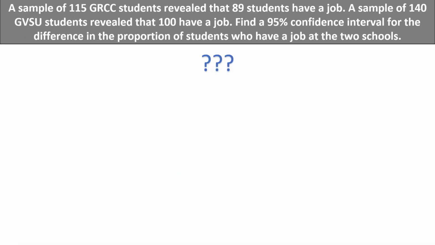All right, here's a problem for you to try. A sample of 115 GRCC students revealed that 89 have a job, and a sample of 140 Grand Valley students revealed that 100 have a job. Find a 95% confidence interval for the difference in the proportion of students who have a job at the 2 schools. So go ahead and write down your x1 and n1 for each of your 2 samples. Go to your calculator and run the 2-PropZInt procedure. And then once you get your confidence interval, write a conclusion or interpretation statement.